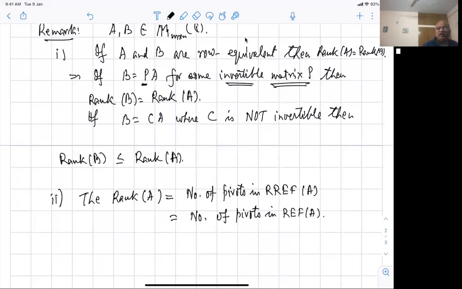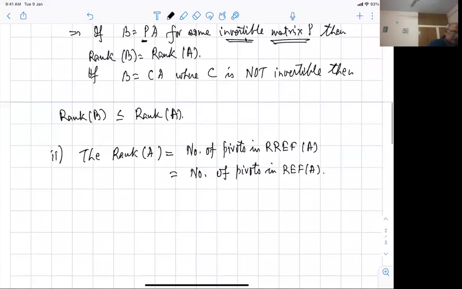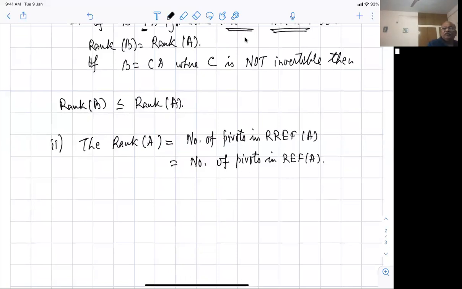So therefore, we have to go to RREF of A. There we know that the RREF of a matrix is unique. So the number of pivots will be the same for all of us. And therefore, the number of pivots that come from REF also will be the same, fine, for all of us. And therefore, we have this result with us. That you don't have to compute RREF to get the rank. You just have to stop at REF itself, fine.